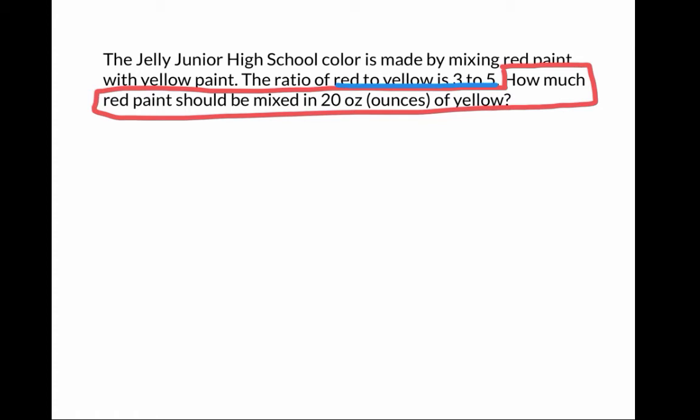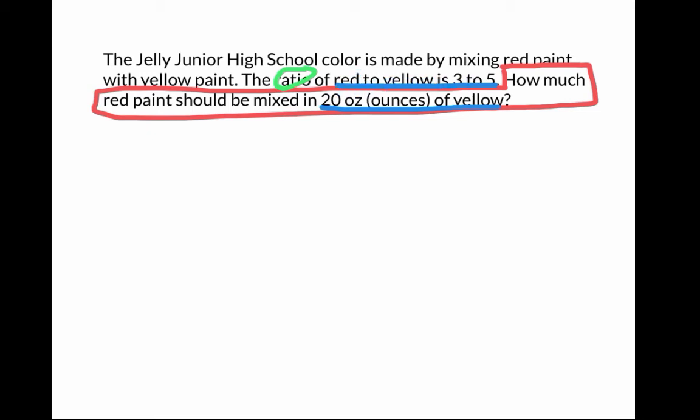The other part that's being related comes from my question. It says how much red paint should be mixed in 20 ounces of yellow. So my 20 ounces of yellow. And then my question mark is going to be how much red. The red is being related to the yellow there. Is there a key operation word? Well, there kind of is and there kind of isn't. The one that stands out to me is the ratio, so I know right away that my relationship is going to be helpful in how I solve this.